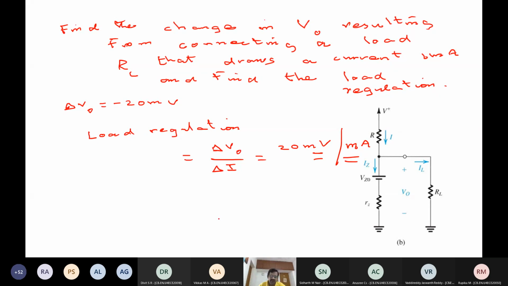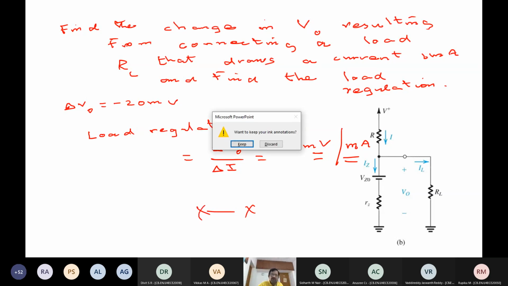Okay, we will continue this discussion in the afternoon. We'll do this problem a little more with different loads and try to understand the design of a shunt voltage regulator completely. That is the idea.